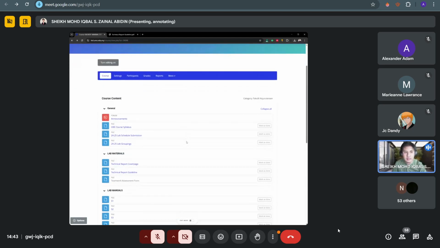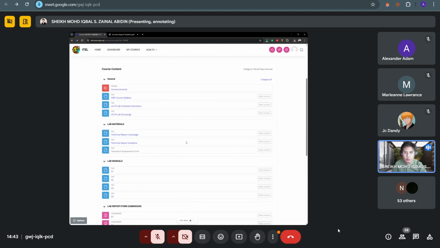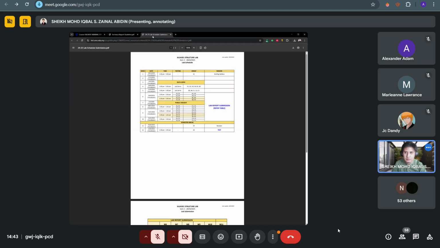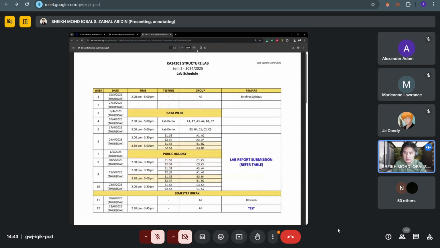Yeah, so I think that is all for the introduction, right? So does anyone have any questions for the lab before we end today, right? So this is our lab schedule, right? So today is this one. Next week, we don't have any lab. The next following week is also Raya, so no lab. The lab demo will start on week 4 and week 5, right?